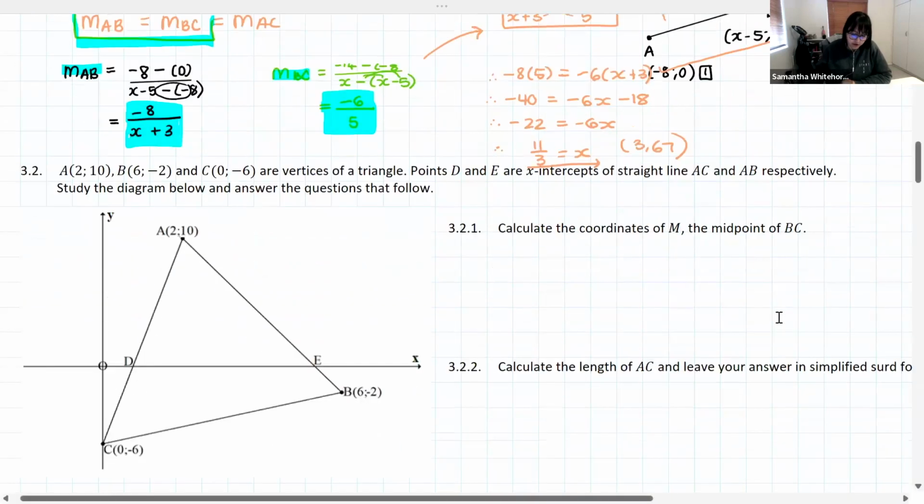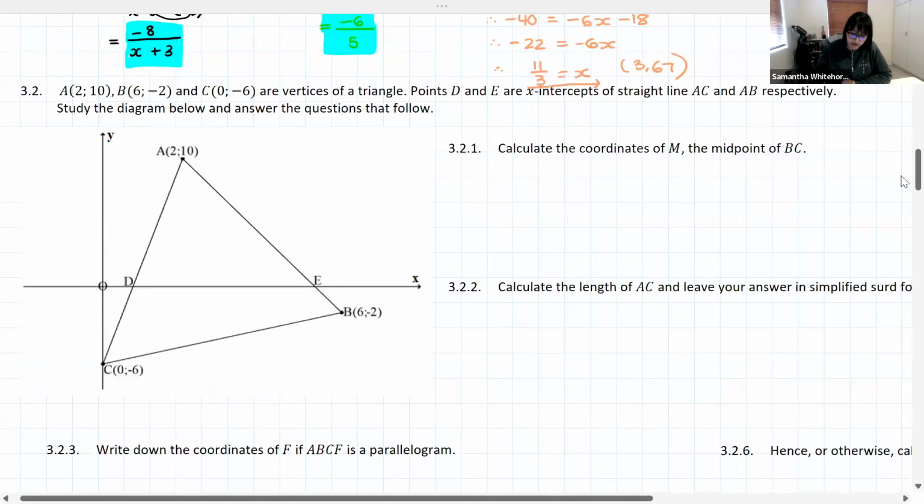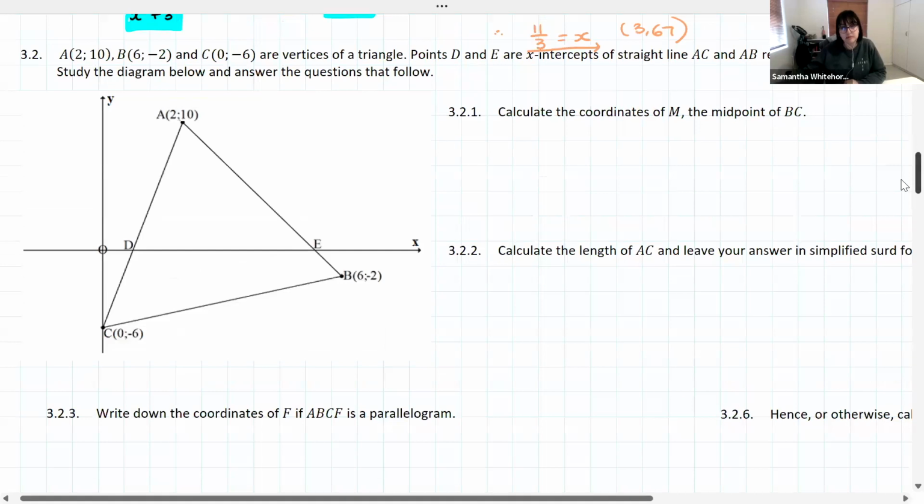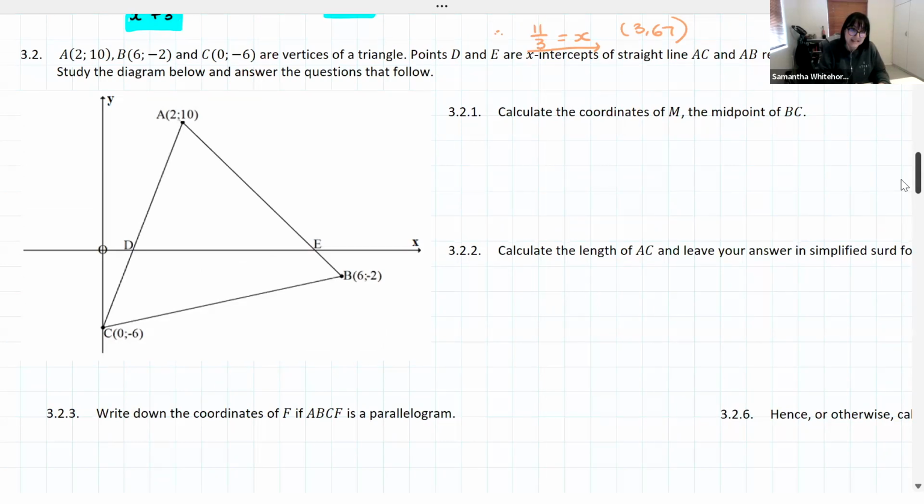Okay, let's have a look at 3.2. Okay, so 3.2, this is a very typical exam type question, right? Having a triangle, having some sort of 2D shape on your Cartesian plane, and then working out from there. Very typical exam question, like I said. So if we have a look at what we have been given, A at 2, 10, B at 6, -2, and C at 0, -6 are vertices of a triangle. Points D and E are the x-intercepts of straight line AC and AB respectively. Study the diagram below and answer the questions that follow.